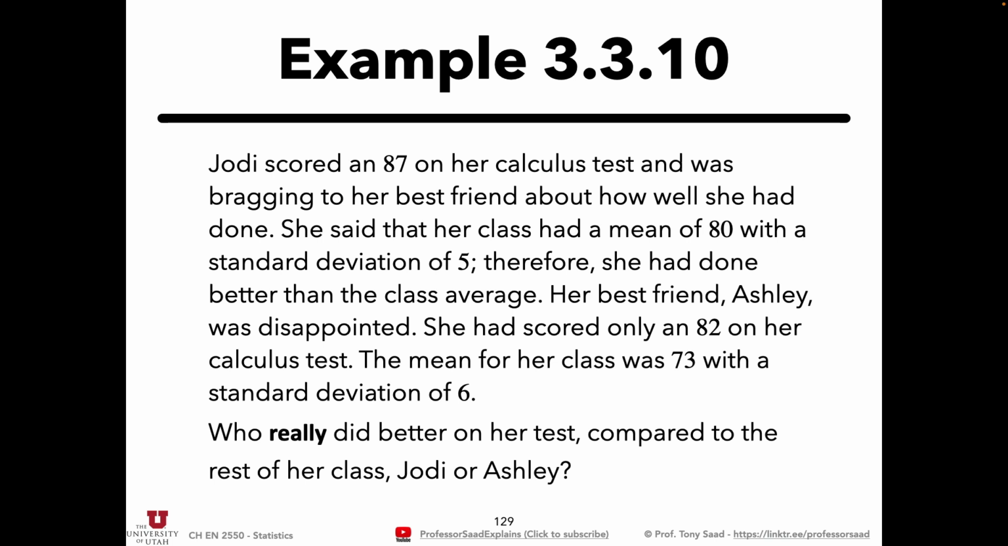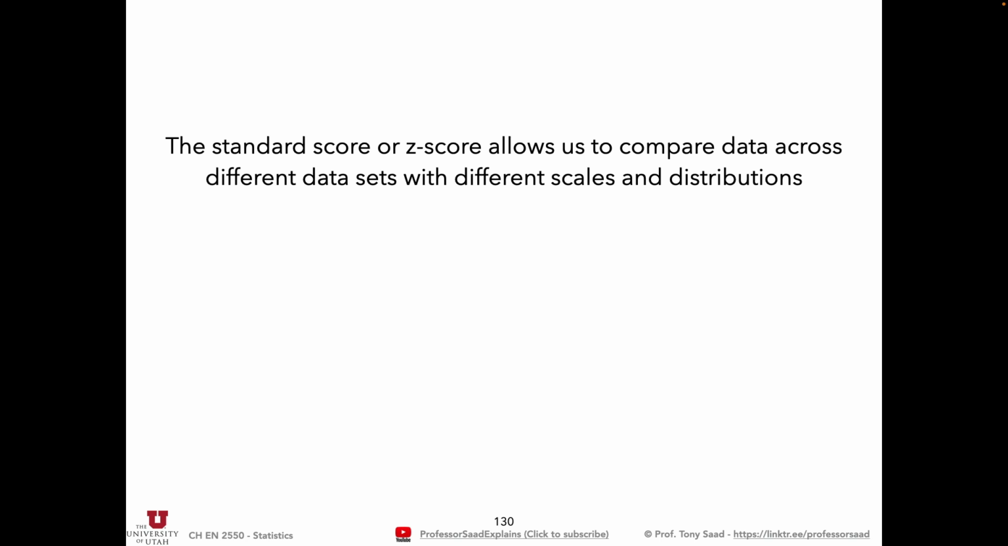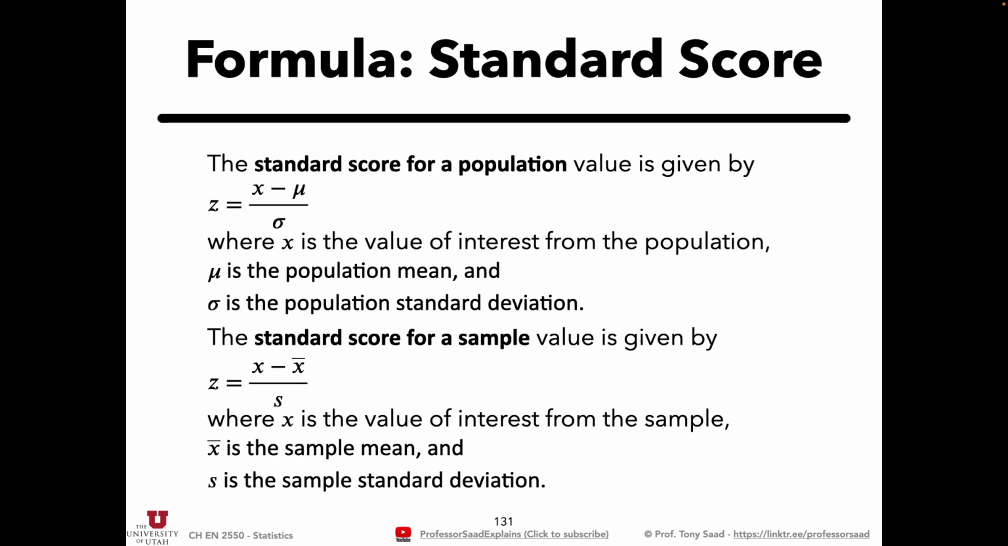So this is what the z-score allows us to do. The standard score, or the z-score, allows us to compare data across different data sets with different means and standard deviations. That's the problem: the distribution for Ashley's class is different than the distribution for Jody's class. To compare them, we need to normalize them to the same scale. So we need to bring those two data sets to a unified scale, so then we can do true comparisons. The z-score allows you to do that. It's a very simple definition.